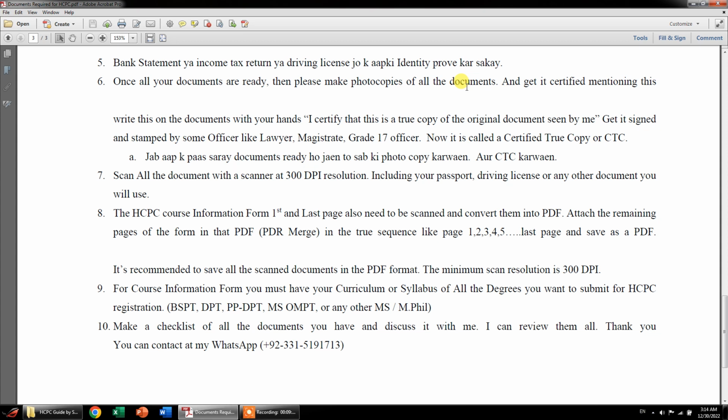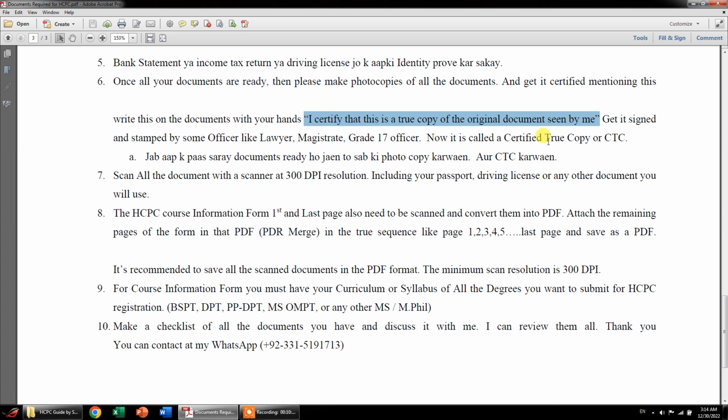must write, or you must write on the document first, not directly over the document, find a place that you can write on with your hand with a pen, that "I certified that this is a true copy of the original document seen by me." It is called certified true copy. So CTC is very important for all the documents that you are going to use.